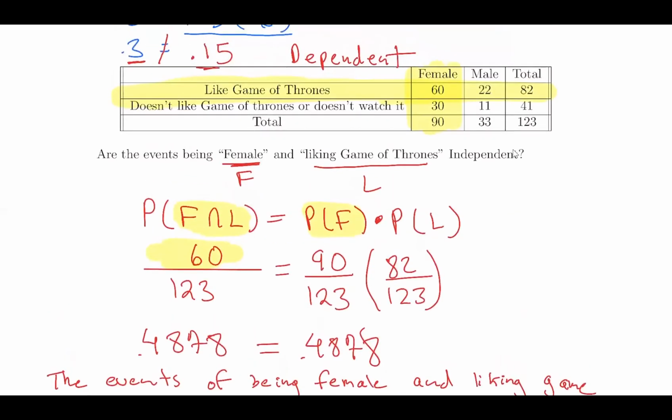All right, the way that you get the 60: just remember the 60 is how many females we have that like Game of Thrones, because that's what this part over here represents. Here, how many people do we have that like Game of Thrones? Here, how many total females do we have? You just want to see where they overlap. They overlap at 60, so that's where the 60 comes from. Then you just divide this by the total, which is right over here, the 123.